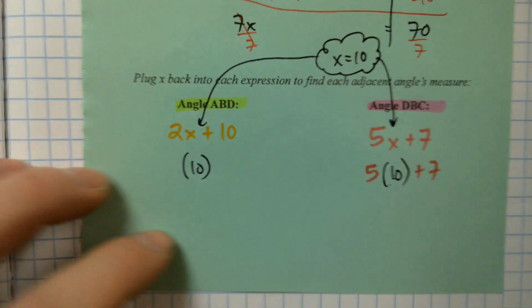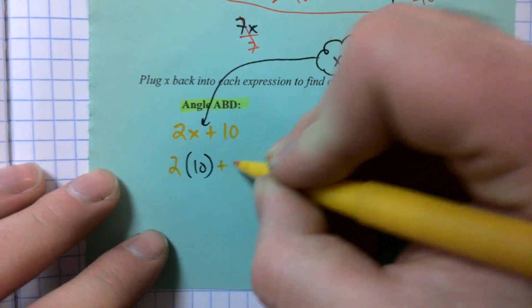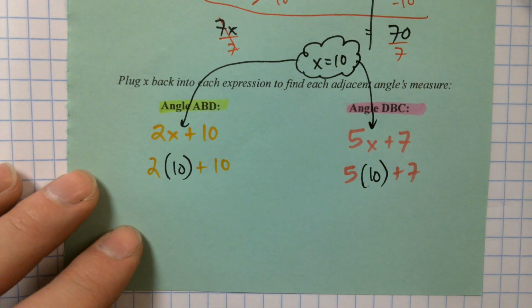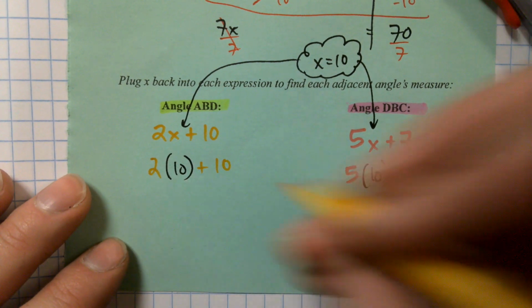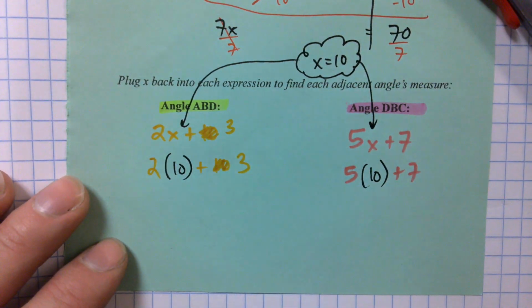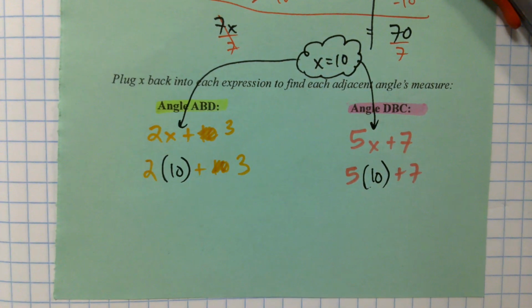Am I going too fast? No. Okay. Oh, I don't know where I got 10 from. My bad. Oh, I was looking at 7x plus 10. I'm tripping.